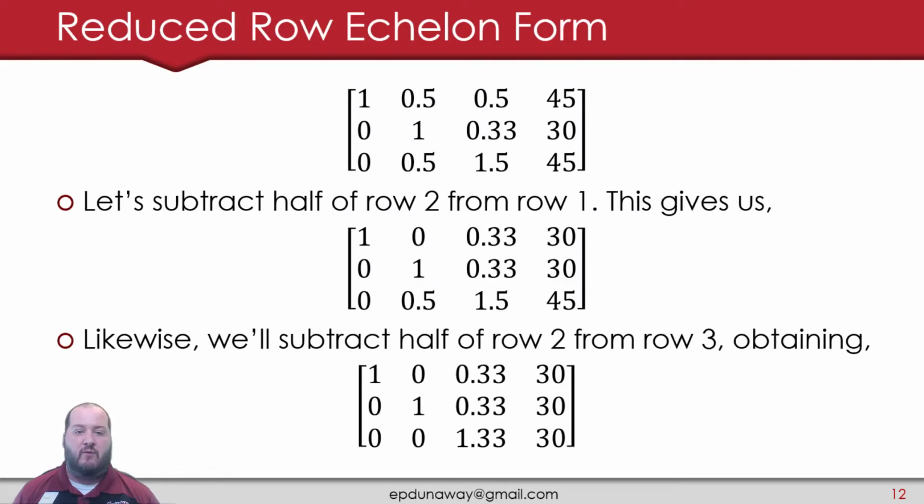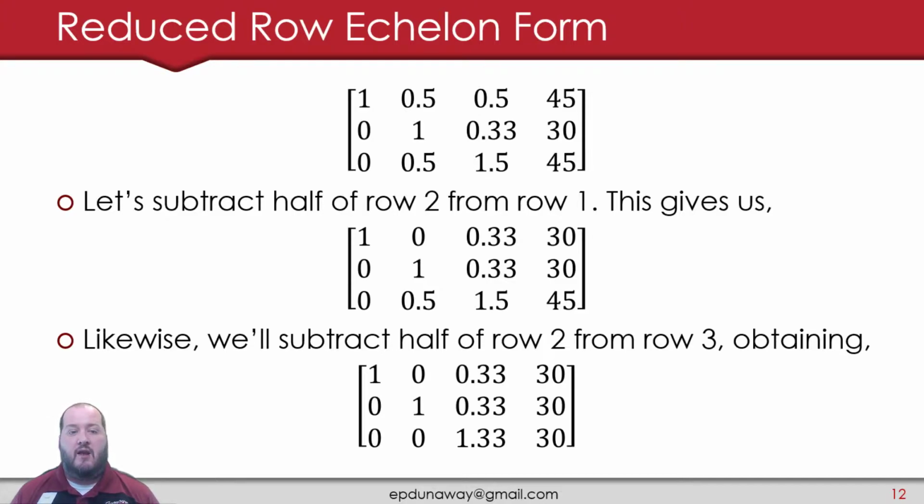And I can do the same thing for row 3. So I get 0 minus half of 0 is 0, which is great. Again, that doesn't change. I get 0.5 minus half of 1 is 0. 1.5 minus half of 0.33 is 1.33, and then 45 minus half of 30 is 30. But look now, that second column is exactly where I need it to be for reduced row echelon form.